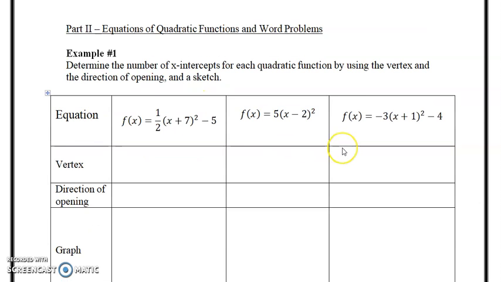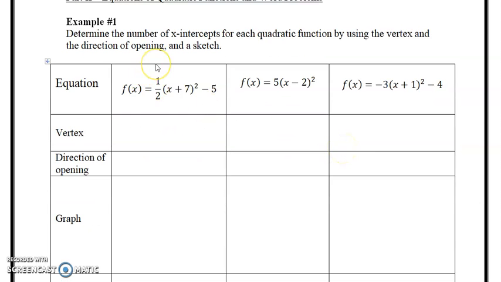So in example 1, as you see here, it says determine the number of x-intercepts for each quadratic function by using the vertex and just the direction of the opening. So in a sketch, we're not going to graph these. I'm going to graph them when we're done, but we're going to determine what the graph looks like just based on the vertex and how it opens.